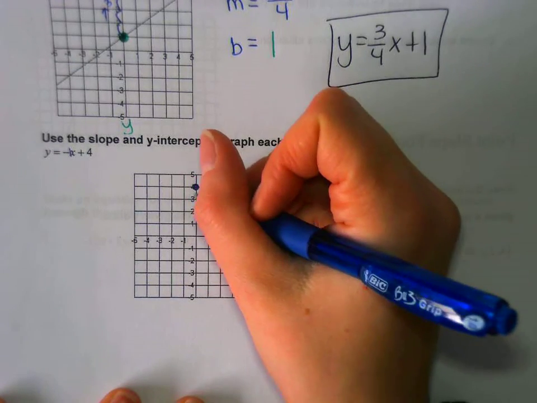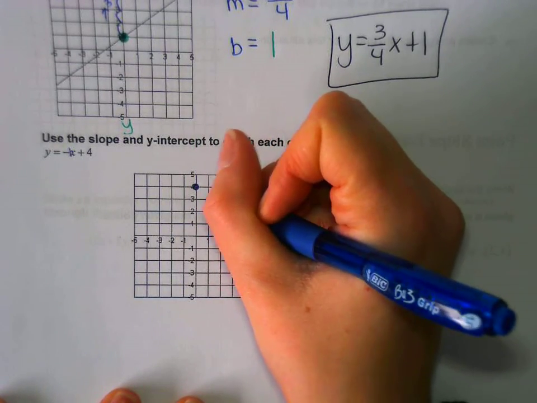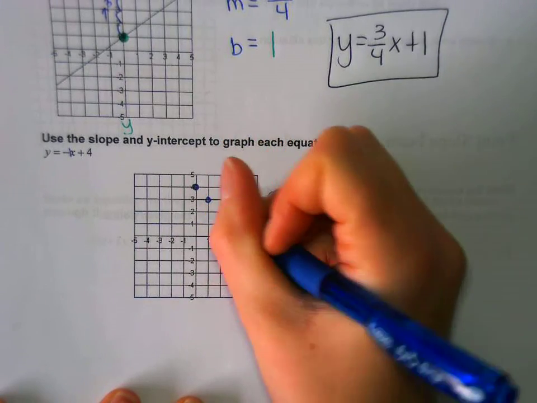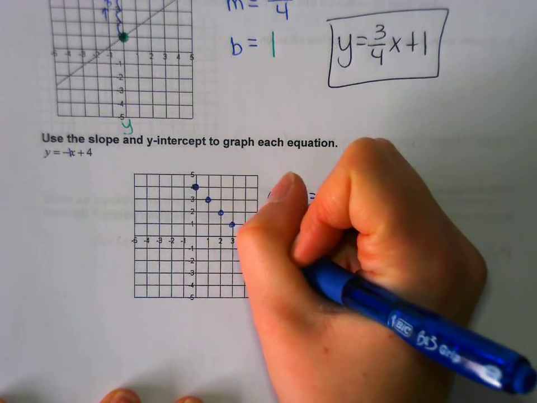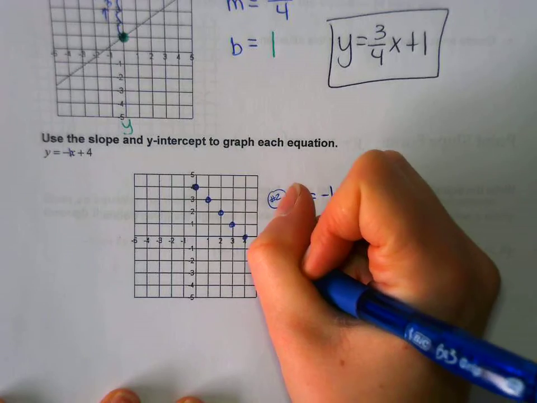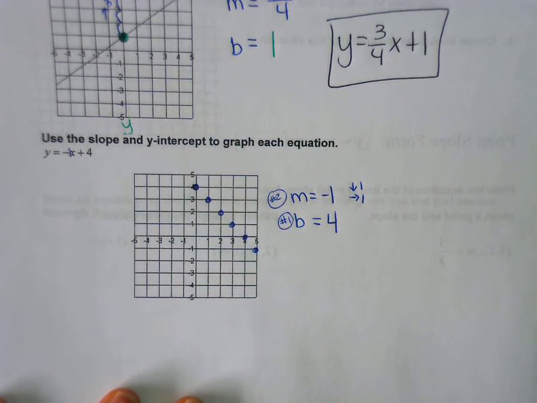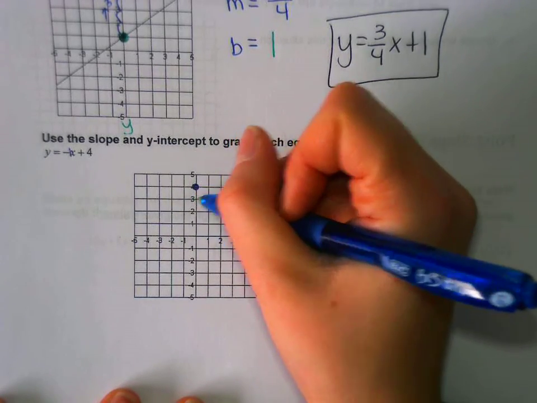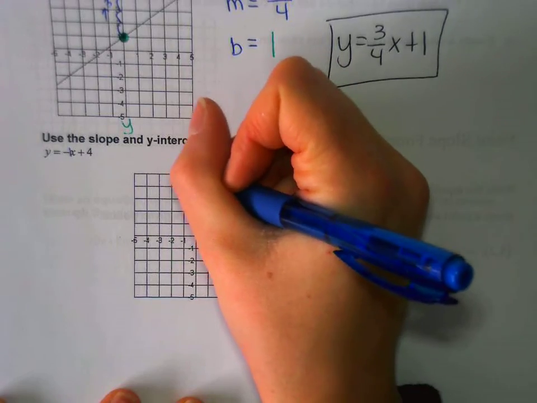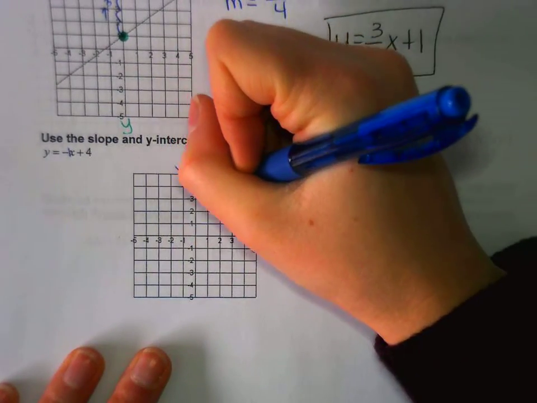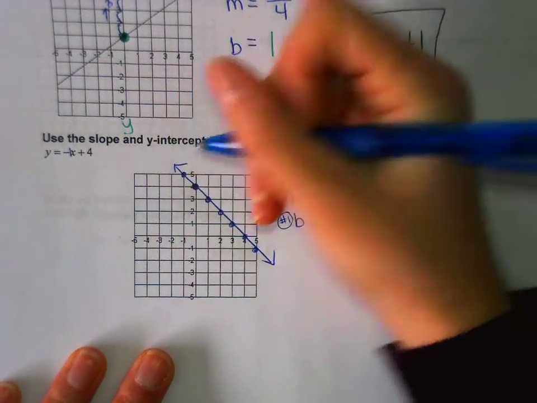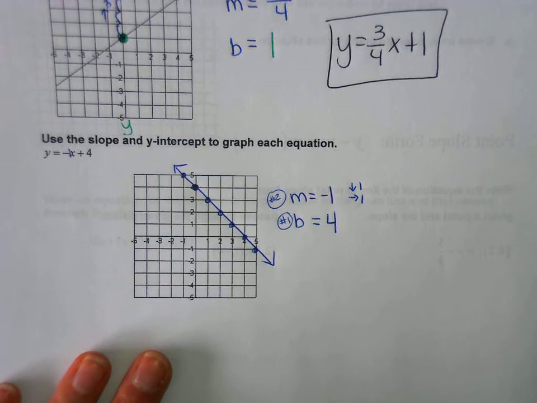So if I go down 1 to the right 1, I'm there. And I'm going to keep going with my slope so I have a more accurate line. And I'm also going to work myself backwards. So if I went down 1 to the right 1, I'm going to go up 1 to the left 1. So here is my graph for that linear equation.